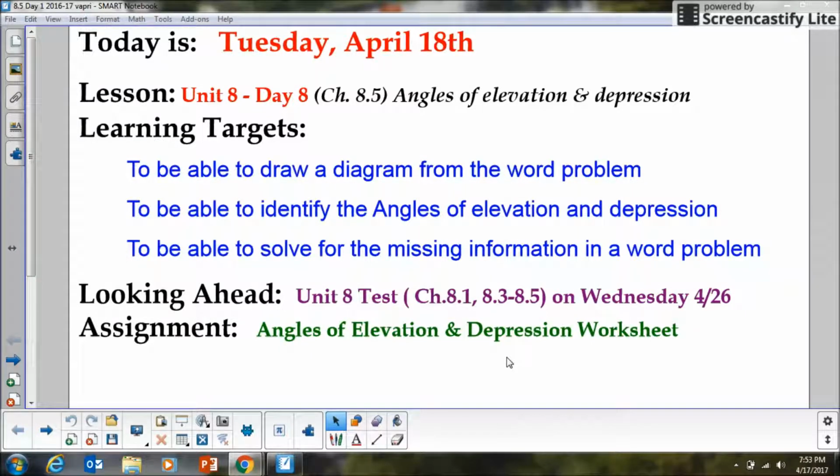This lesson is about the angles of elevation and depression. You will be able to draw a diagram from the word problem. You will be able to identify the angles of elevation and depression, and then you will be able to solve for missing information in a word problem.